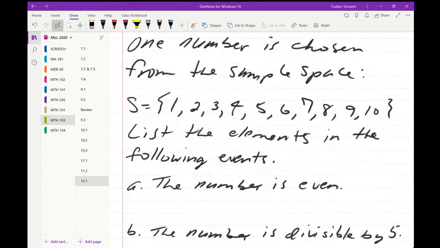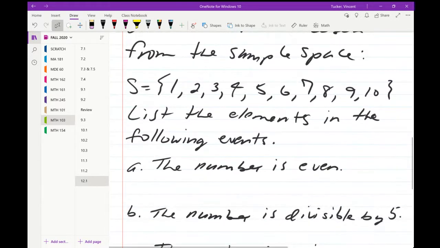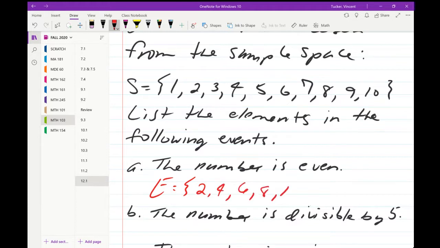All right, so one number is chosen from the sample space, and that sample space is 1, 2, 3, 4, 5, 6, 7, 8, 9, 10. List the elements in the following events. So the number is even. So your event is the number is even. Just take all the even numbers, or list all the even numbers in the sample space. So 2, 4, 6, 8, and 10.